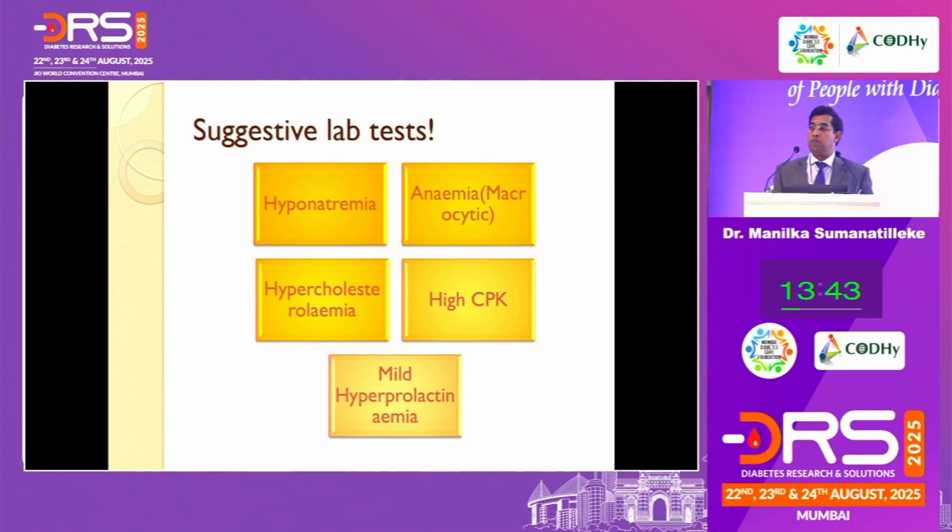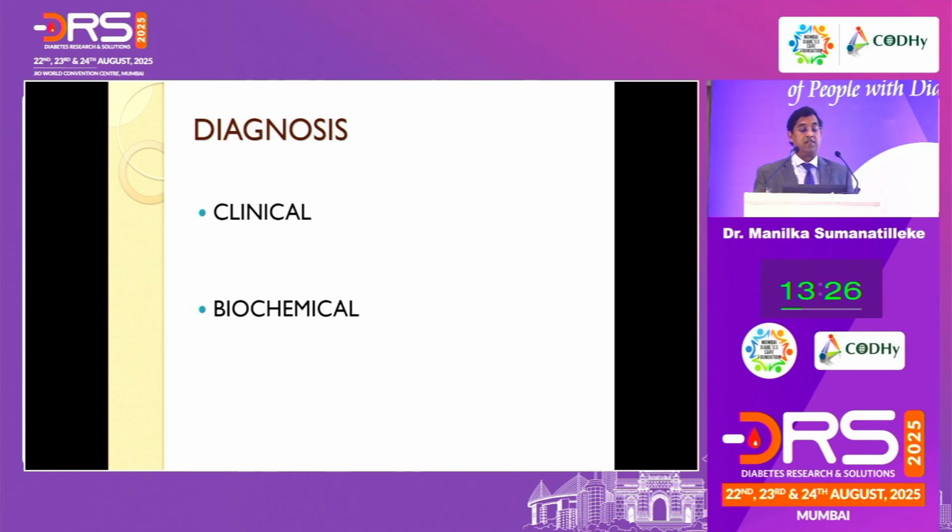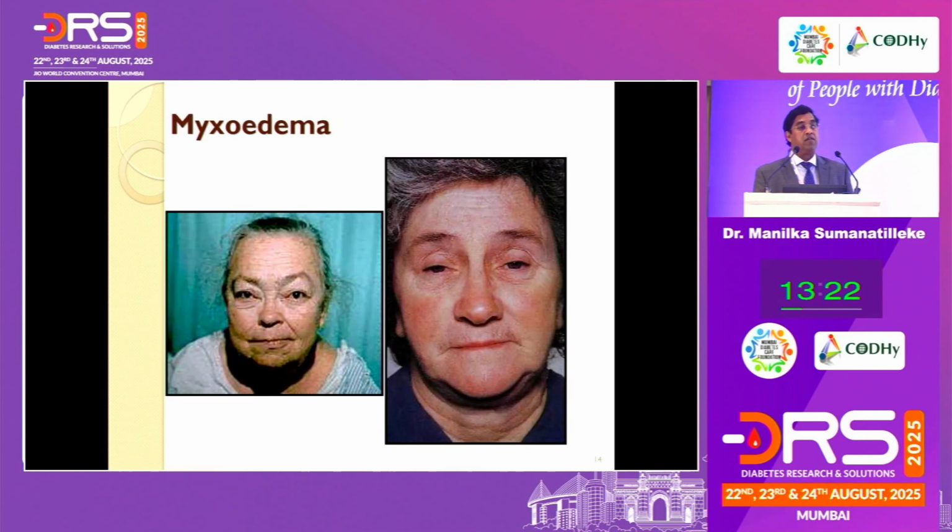How do you get hyperprolactinemia? TRH stimulates TSH in the pituitary, and it also stimulates prolactin in some patients. So you get a hyperprolactinemia. Don't go and do an MRI pituitary. Think of thyroid first. So the diagnosis is mainly clinical and it's very simple testing.